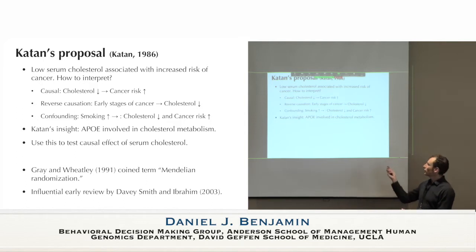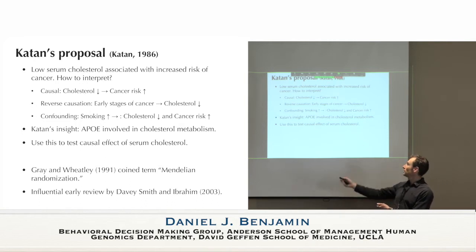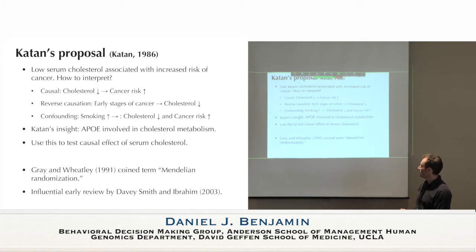Exactly. So the idea is, let's look at people with different genetic variants of ApoE, and look at their cancer risk. If you have the variant of ApoE that reduces your cholesterol, and cholesterol has a causal effect on cancer risk, then people with that variant should have higher cancer risk. So that's the basic idea underlying Mendelian randomization.